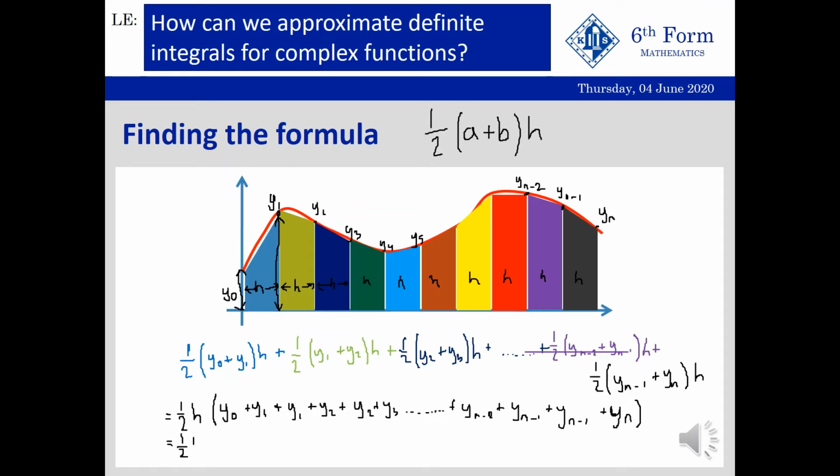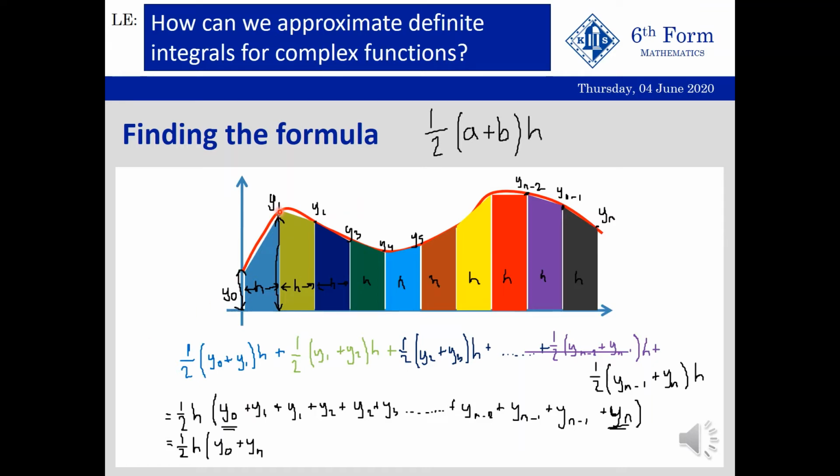And then we can actually simplify this a little bit further because you may have spotted something that's going on. So we have the first one, y0 is only in there once, right at the start. The other value that's only in there once is yn, the value from right down here at the end. All of the other y values actually get used twice. You consider the first and second trapeziums.